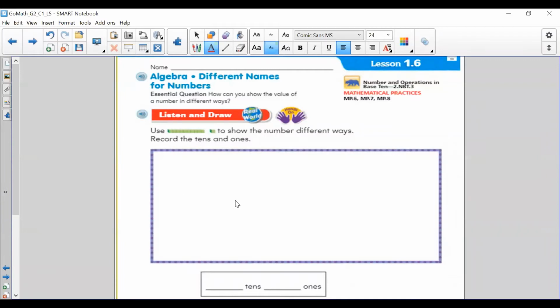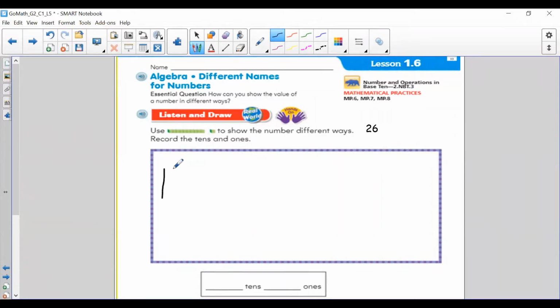So on our paper, we are going to show the 3 different ways to show the number 26. So on your paper, you could write 26, because that's the number that we're going to show. So we could put that somewhere just so we know. And let's draw some quick pictures of 26. Now you have to make sure that you leave enough room to show 3 different ways. So for 26, we can start out with 2 tens and 6 ones.